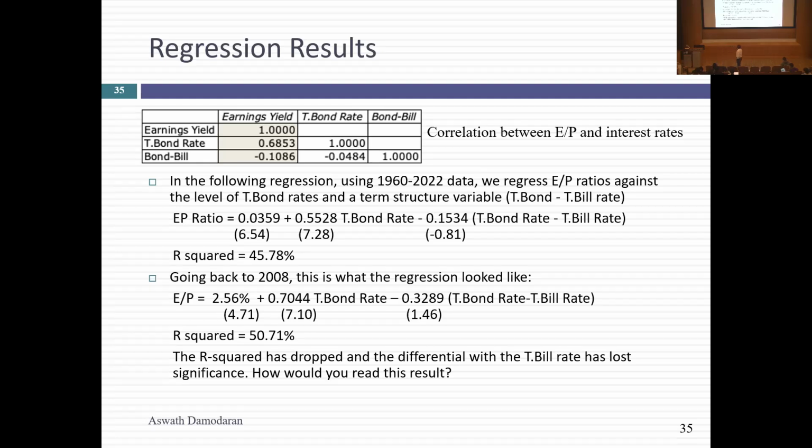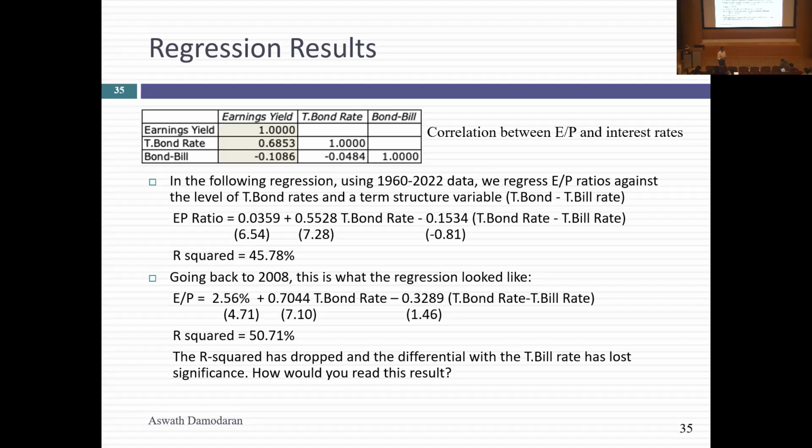When you do the correlation between earnings yields and T-bond minus T-bill, you get a negative coefficient. What does that tell me? As the yield curve becomes flat or downward sloping, I have much lower PE ratios, or much higher earnings to price ratios. Why? Because when you have a flatter, downward sloping yield curve, you have lower growth, and basically that leads to lower PE ratios.